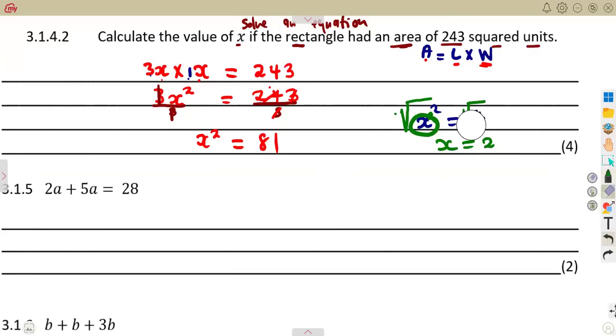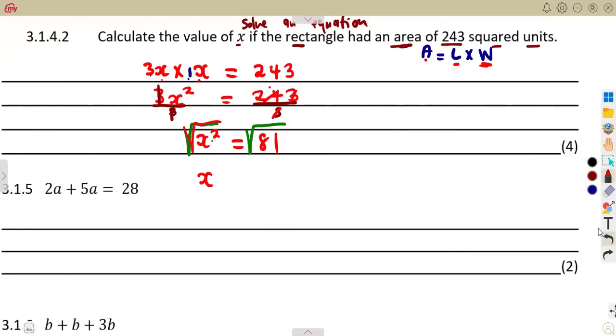So if it is like on this one, it's still the same thing. There is a power 2. So we introduce the square root. Square root both sides, square root both sides. It neutralizes everything. So there we now have x. The purpose of putting this square root is to remove the power 2. So we are no longer having power 2, we're just remaining with x.